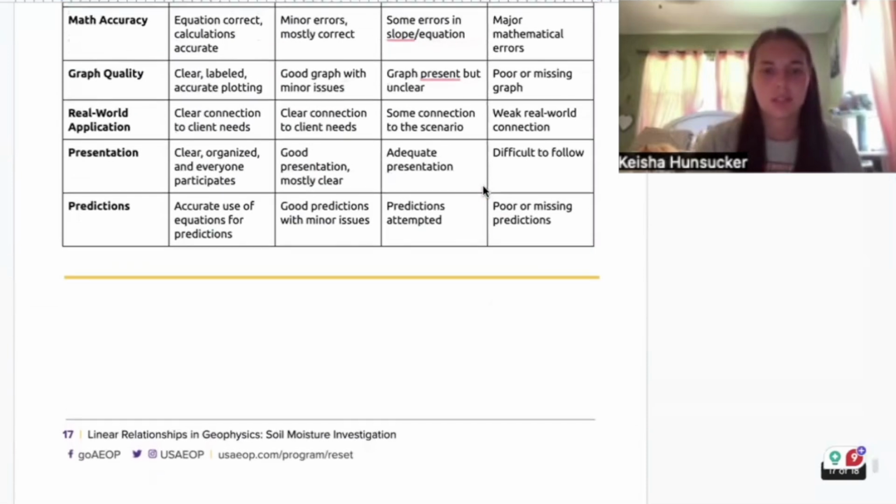Overall, this unit aims to transform traditional algebra instruction by embedding it in meaningful scientific contexts that students can connect with to the real world.